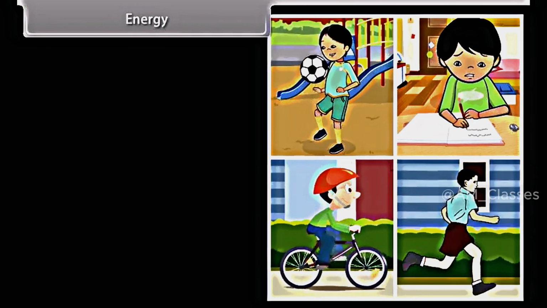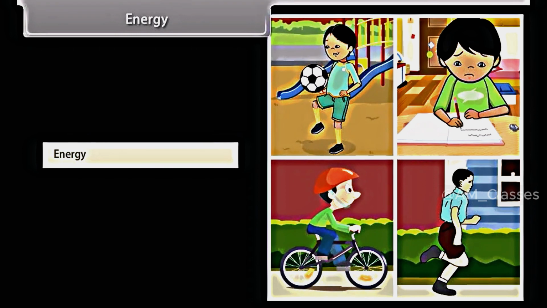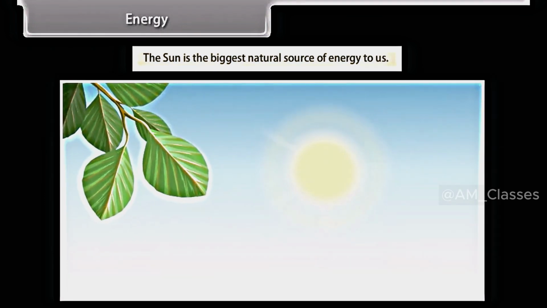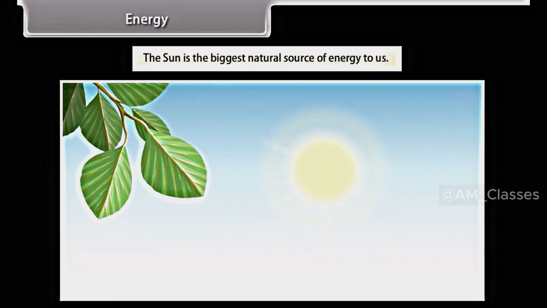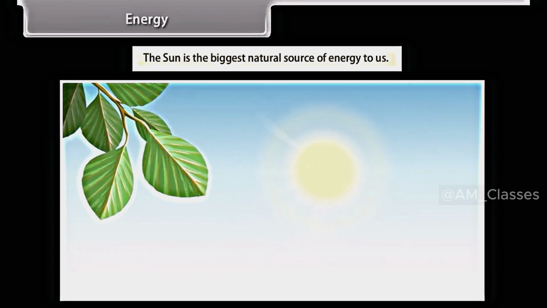Energy. We now know that to do any kind of work, we need energy. We must have energy to accomplish work, but the question is, where does this energy come from? The sun is the biggest natural source of energy to us. Many of our energy sources are derived from the sun.